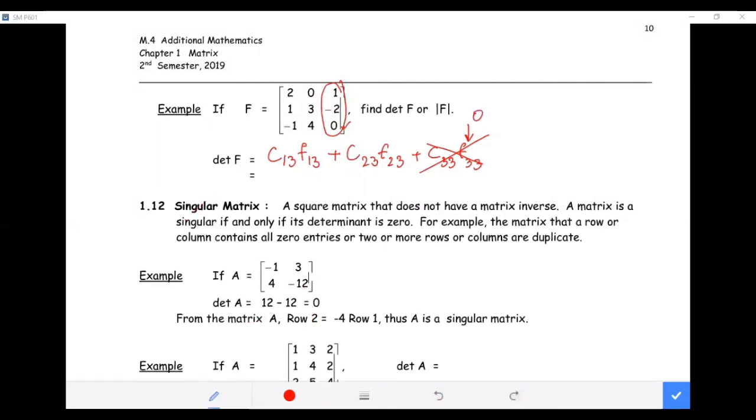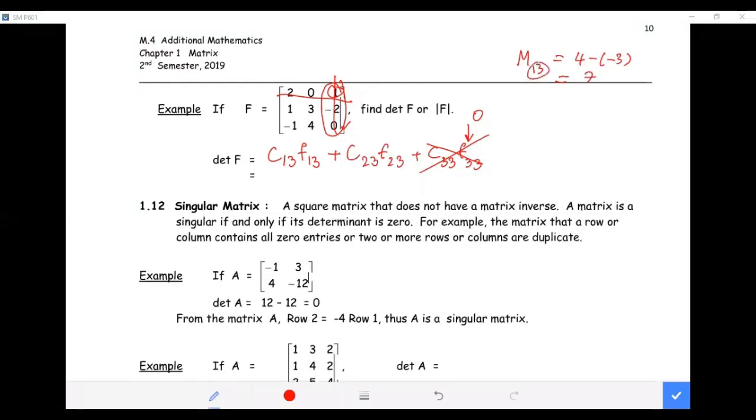Okay, then let's see C13. Let's find the cofactor, but before the cofactor, we need to have the minor. Find minor 1, 3. Cut this one, cut this one, because 1, 3 is there. So what you have left is those numbers. Cross down is 4, cross up is -3. 4 minus -3. Minus of minus is a sum, so 4 plus 3 is 7. So that is our minor.